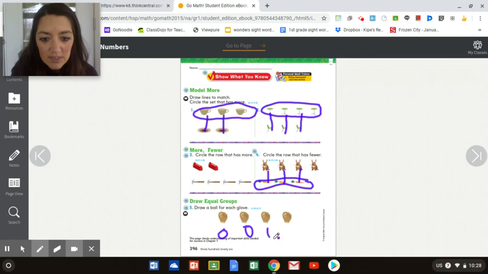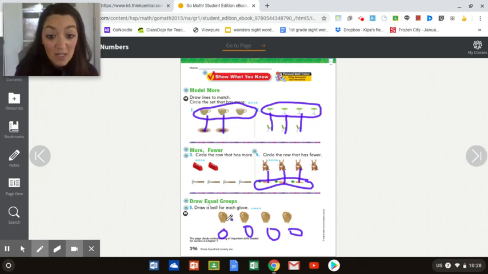Now it says draw equal groups. What does it mean if something is equal? If two things are equal, they are the same. Each one has a match, so that means that they are equal. There's an equal amount, the same amount of gloves that there are baseballs. Okay, so that's what you do there.